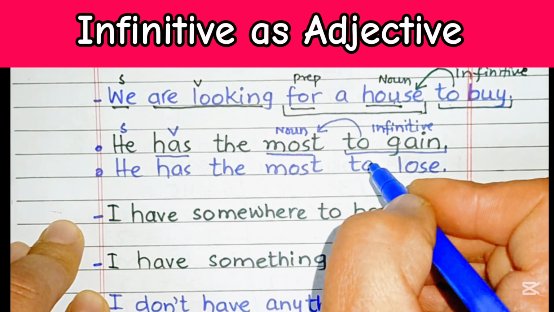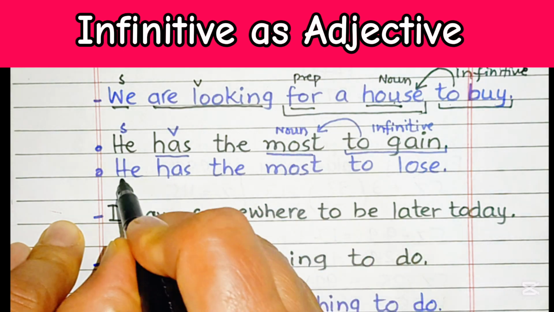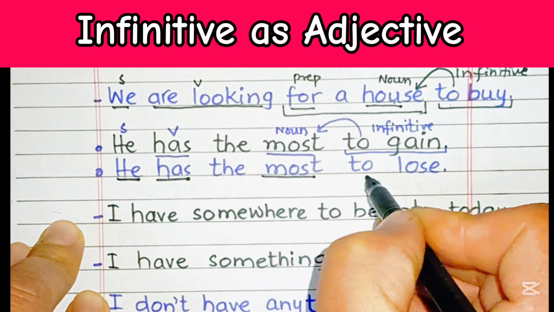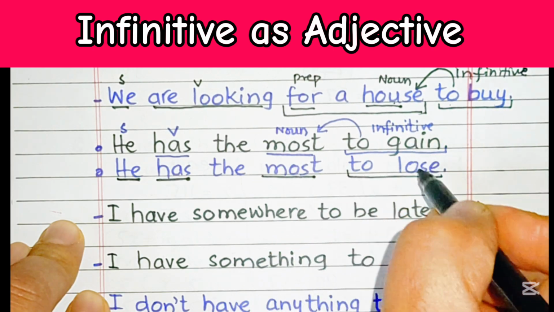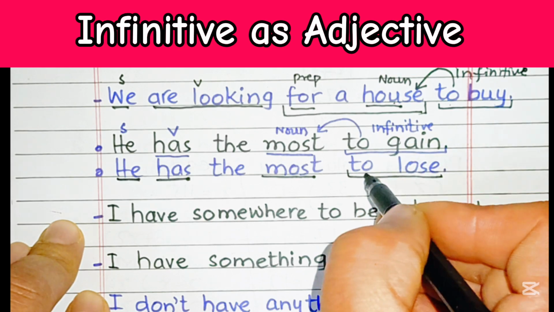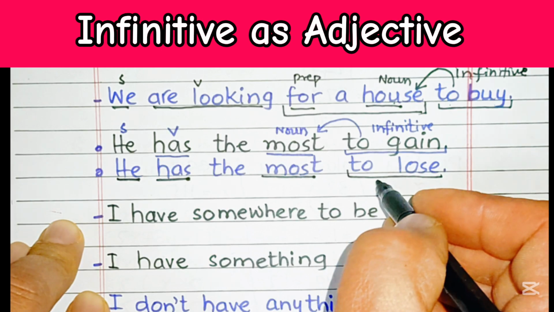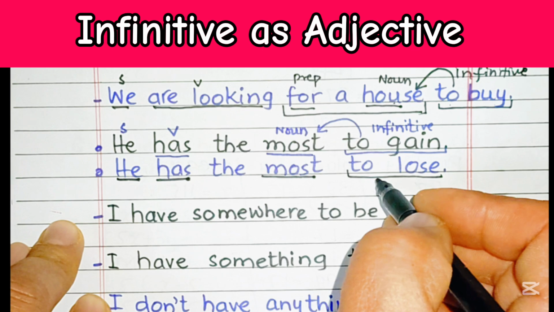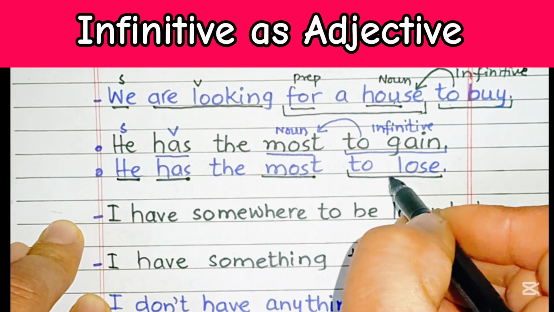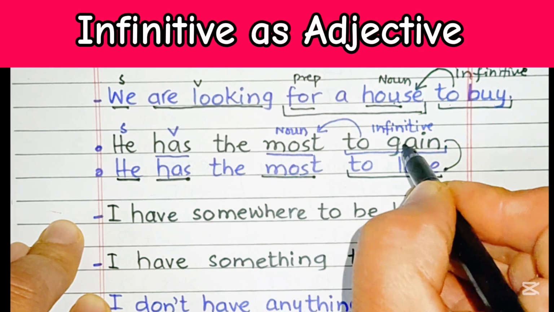The opposite would be if we change this information: he has the most to lose. So this remains the same, subject, and then this is the verb, and this is the noun in this case. But the opposite of that sentence is, instead of to gain, we have replaced the phrase with to lose. So he has the most to lose. By changing the infinitive, we change the entire meaning of the sentence. So this is totally an opposite sentence from the previous one.